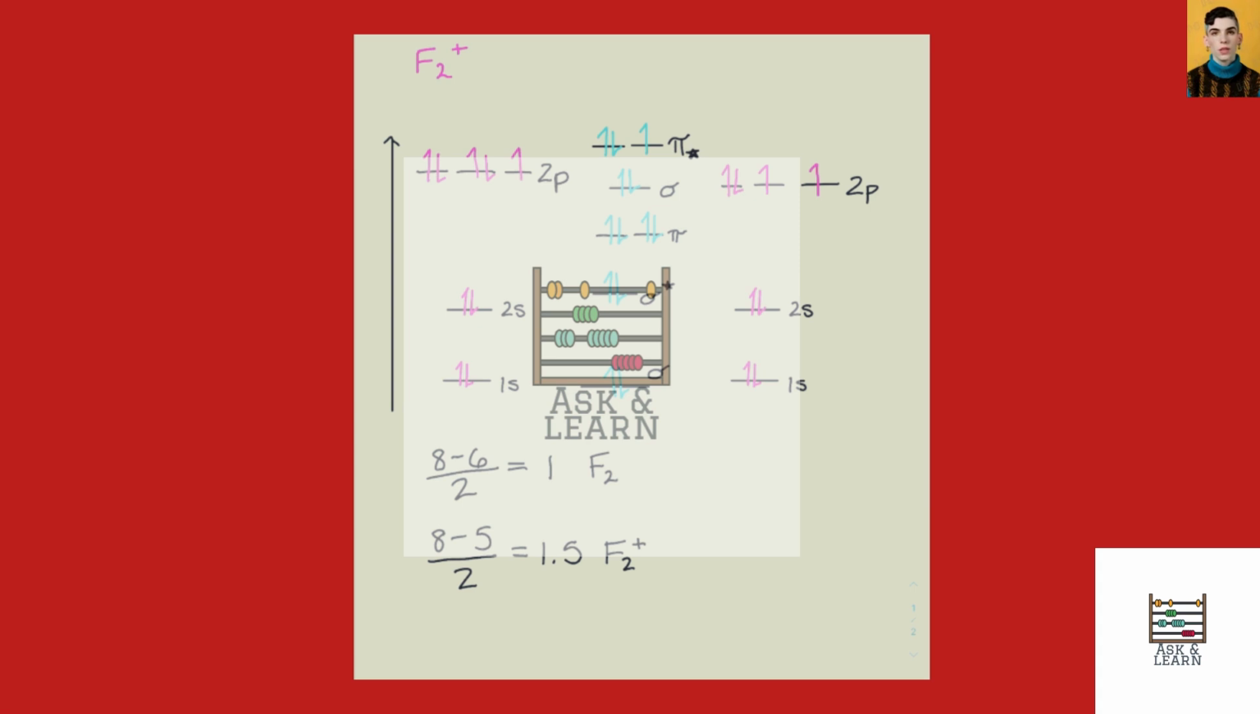And then from here, we can see that F2 has a lower bond order, a smaller bond order, so it's going to have a smaller bond energy, and that's going to lead to a longer bond length. So we can think bond energy is going to be lower, and bond length is going to be higher. And comparatively, this one has a higher bond order, so the energy will be higher, which makes the bond shorter.